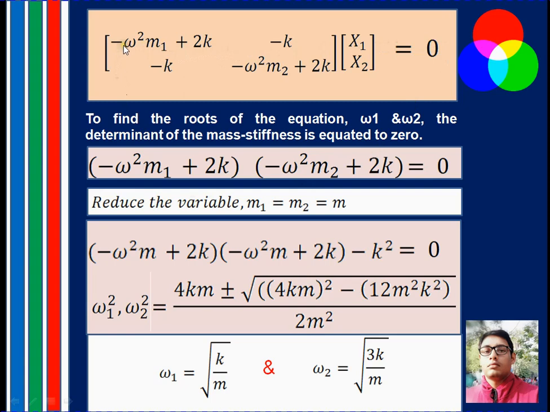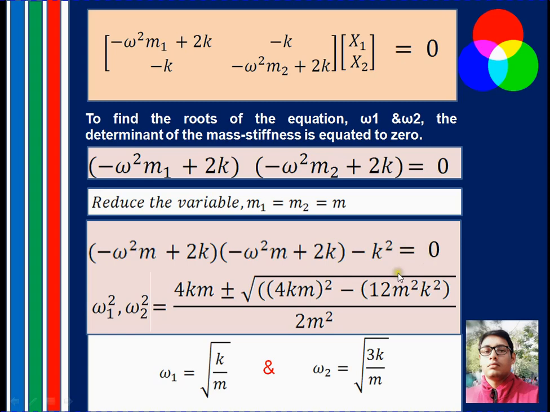Now what will be the solution of this particular equation? That will be the values of omega 1 and omega 2. To get the roots, we are finding the determinant of this coefficient matrix. So minus omega square m1 plus 2k, the first element, and minus omega square m2 plus 2k, that is the diagonally opposite element, minus k square equal to 0. So the term k square is missing, so minus k square equal to 0. So this is the expression.